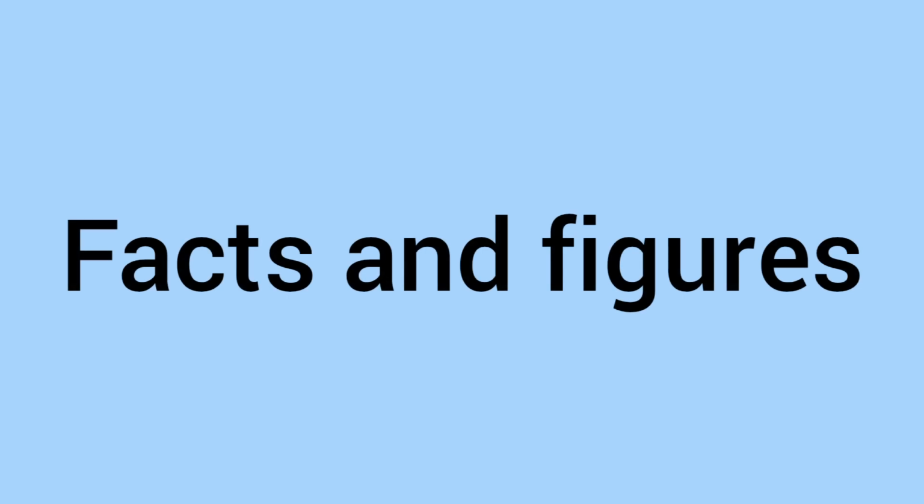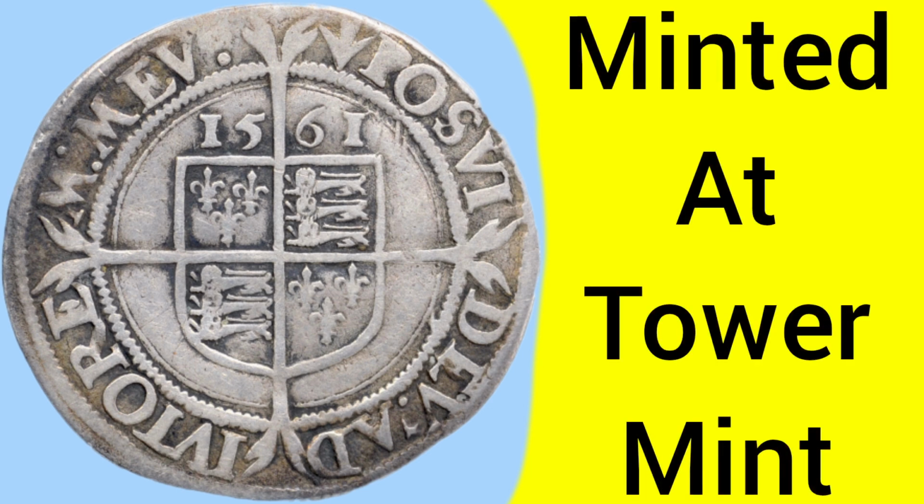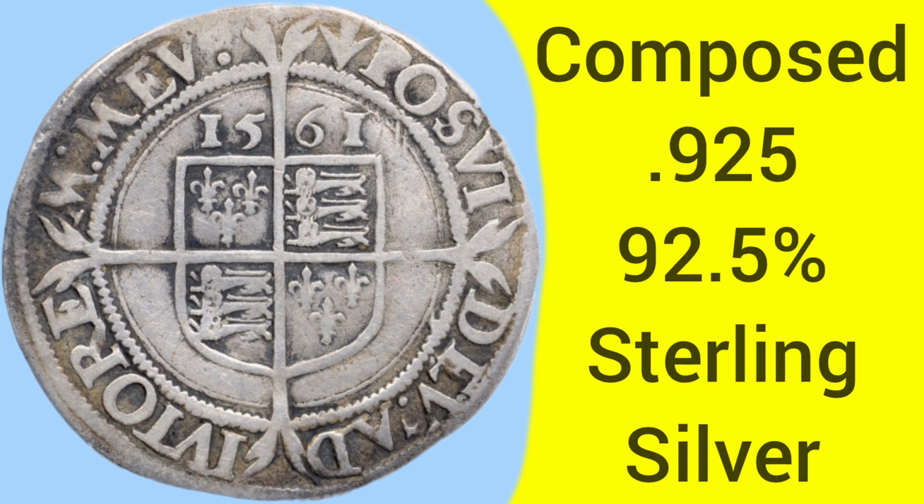So there is the obverse and reverse designs, and we will now move on to the facts and figures of the 1561 sixpence. So let's begin. Now this coin was made at the Tower Mint in London, based in the Tower of London, the home and headquarters of the Royal Mint, between 1272 to 1810.